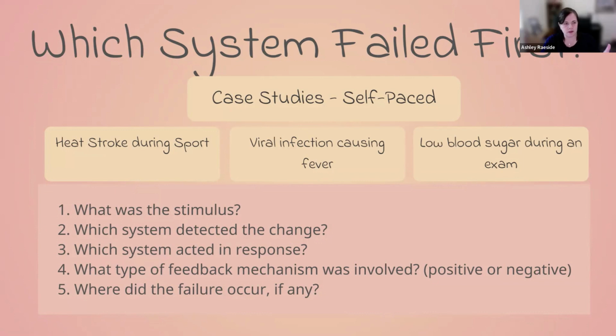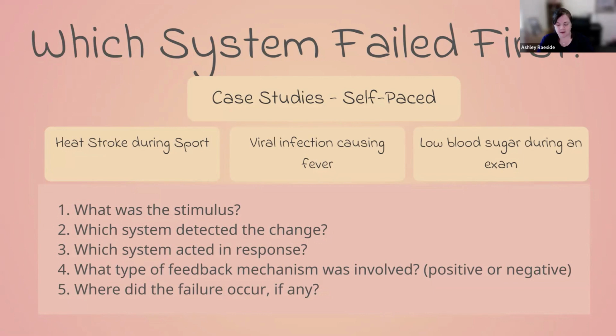So what was the stimulus? So what is the thing that's happened, that's changed in our body, that is different to normal? Okay, so for heat stroke, we're getting too hot. That would be a stimulus there. Which system detected the change? Which system then acted in response? What type of feedback mechanism was involved? Was it positive or negative? And if there was a failure in the feedback mechanism, where did it occur, and explain.